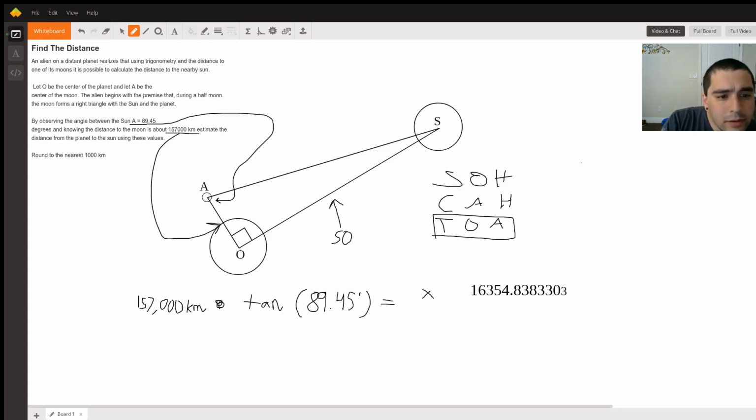So now we have to go to the nearest 1,000 kilometers. We just have to round to the nearest thousands of kilometers. In this case, this is going to round to 16355. Whatever, why is the font different? 16355, in thousands of kilometers. Let's see how much that is. Ooh, that's a lot, actually. 16,355,000 kilometers is your answer.